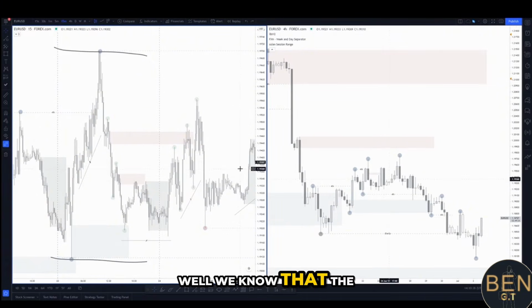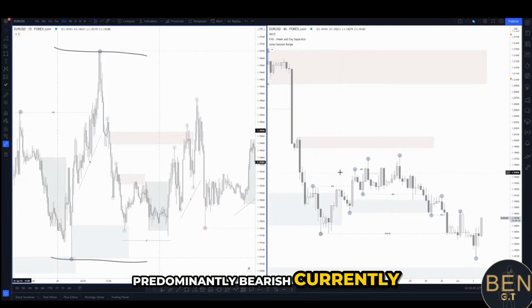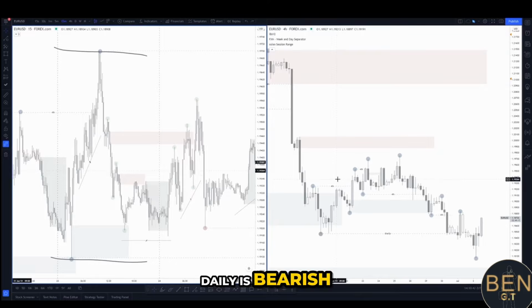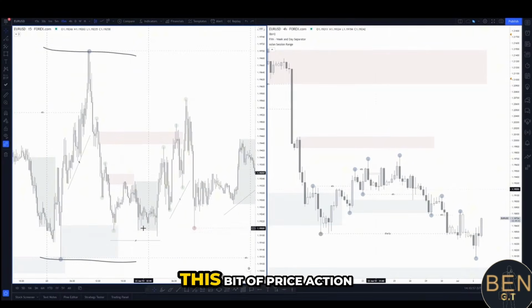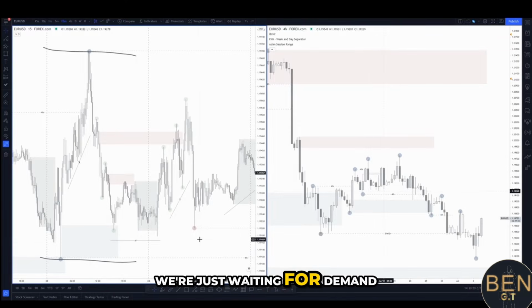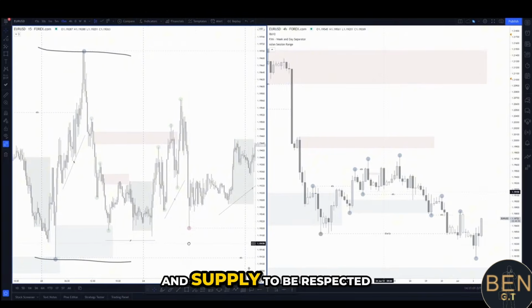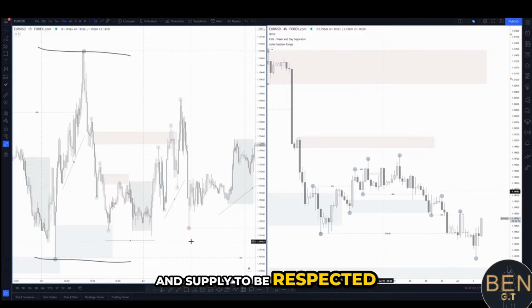Well, we know that the 15 and the 4-hour are predominantly bearish currently, but we also know that the daily is bearish. And what we know is right now the daily is in a phase of correction. We're waiting for price to find a lower high to continue to push down if it is in fact going to make a lower low. So when we're looking at this bit of price action, we're just waiting for demand to fail and supply to be respected if we are to go bearish.